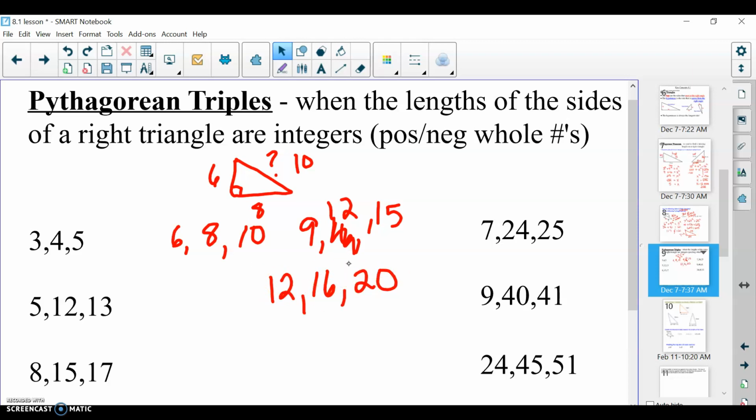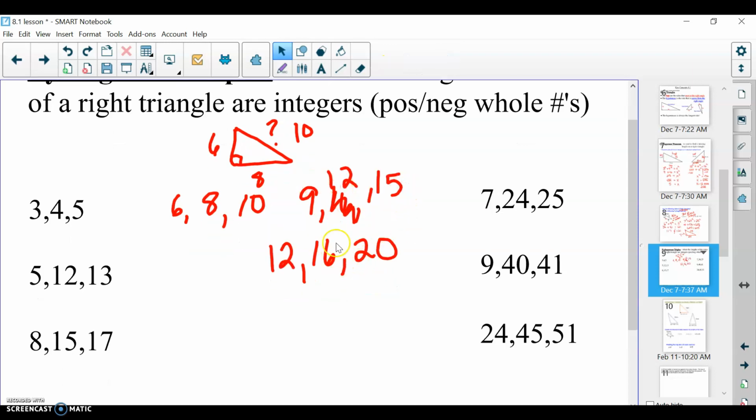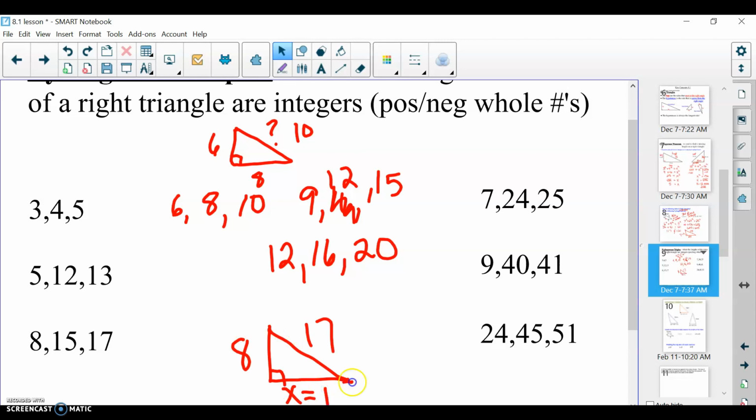These are all Pythagorean triples, guys. They all work. So if I did down here, 8, 15, 17. If I did 8 squared plus 15 squared, it will equal 17 squared. So if in my homework, this is the question, I would know that that bottom piece is 15. All right. These are Pythagorean triples.